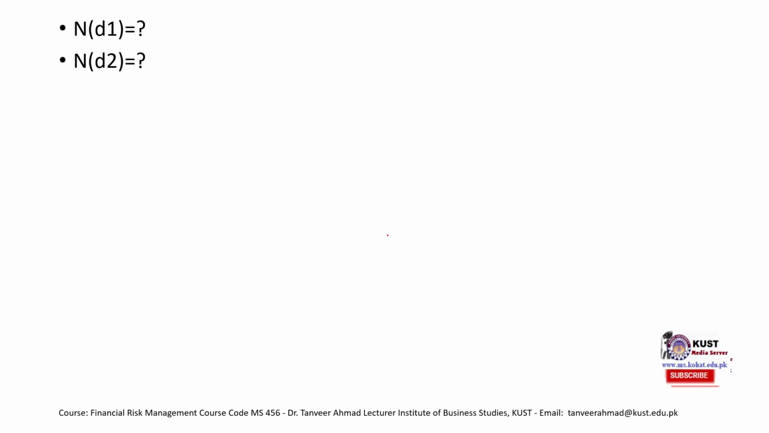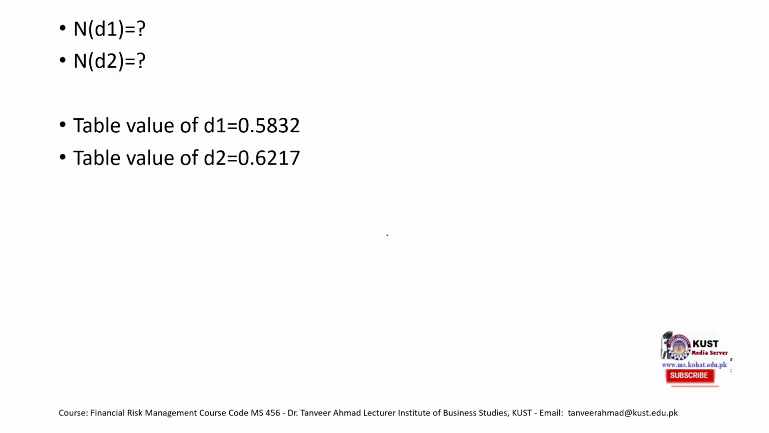So we need to find ND1 and ND2. The table value of D1 is 0.5832. We have just seen how we find the tabulated value. We have found the tabulated value of D2, which is 0.6217. Now, here is some differentiation. We need to find ND1 and ND2. If D1 is a positive value, then the tabulated value would be ND1.